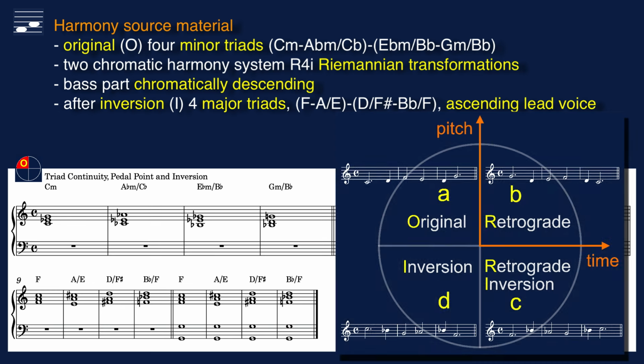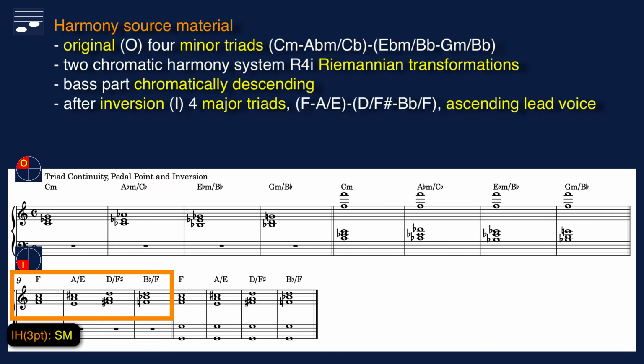The tonic degree and mirroring axis for the strict geometrical inversion operation is pitch class C. Through geometrical inversion, minor triads become major triads. Also 2 pairs of second-order Riemannian transformations. Simultaneously we obtain a chromatically ascending lead part. The pedal point phrases on the right will be discussed later.